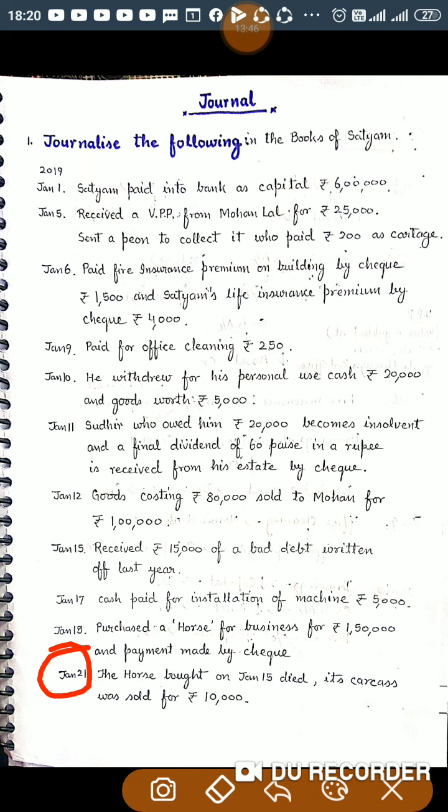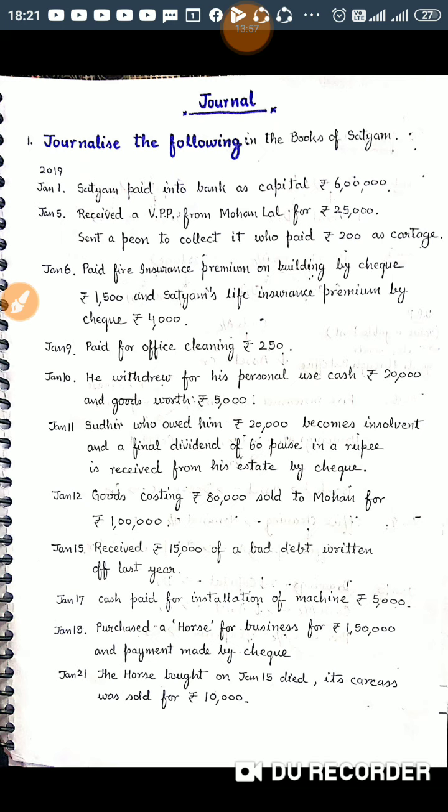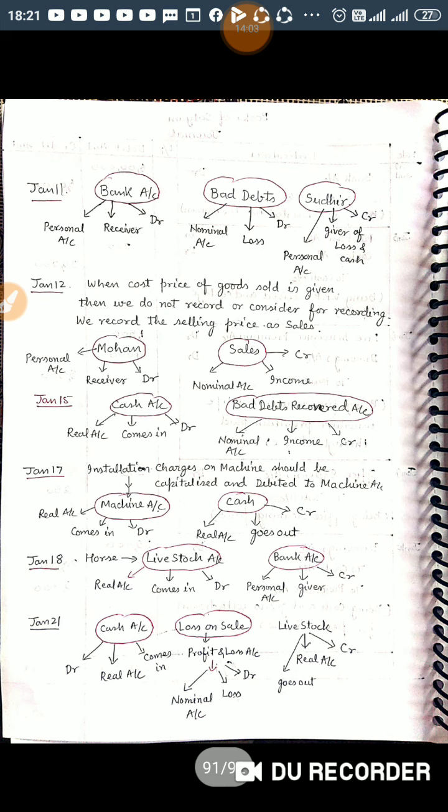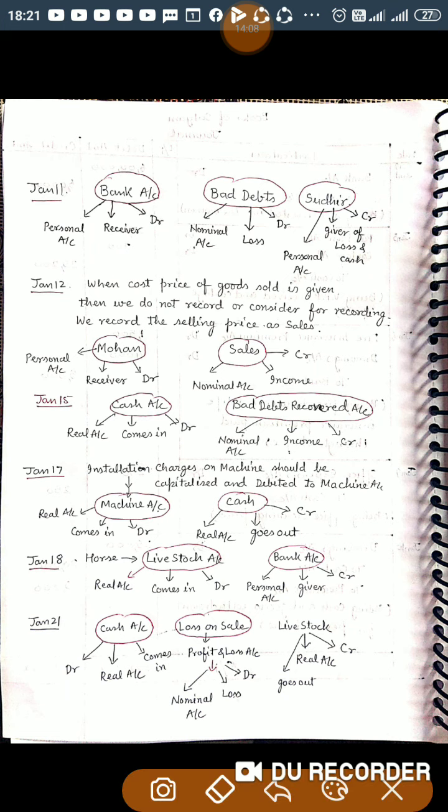So the horse which we purchased just 3 days back died and its carcass, or dead body, was sold for rupees 10,000. So we purchased it for 1,50,000 and we have a loss of 1,40,000. So cash is involved, loss on sale is involved, and livestock, that is the dead horse. So the livestock account is involved.